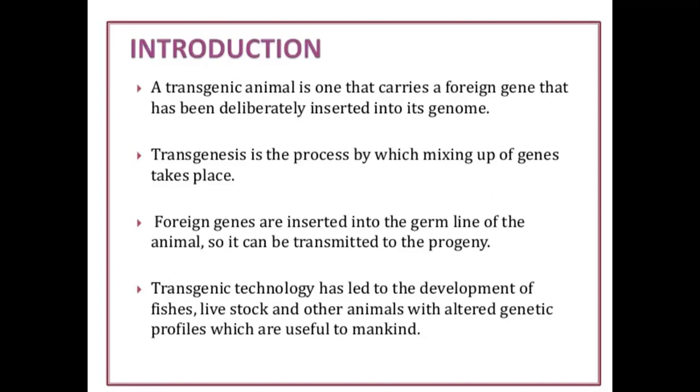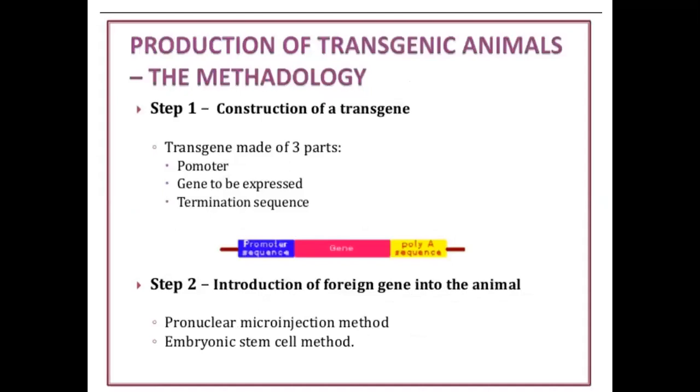So transgenic technology has led to the development of fishes, livestock and other animals with altered genetic profiles which are useful to mankind. Because of our need only, we are going for transgenic technology. We can get more amount of flesh in the case of fishes if we do transgenesis in the fish, or we can do it in the sheep and other animals. Any animal we can choose for transgenesis.